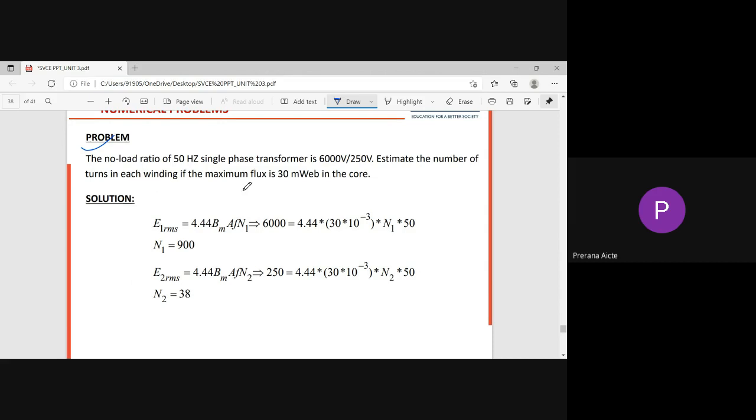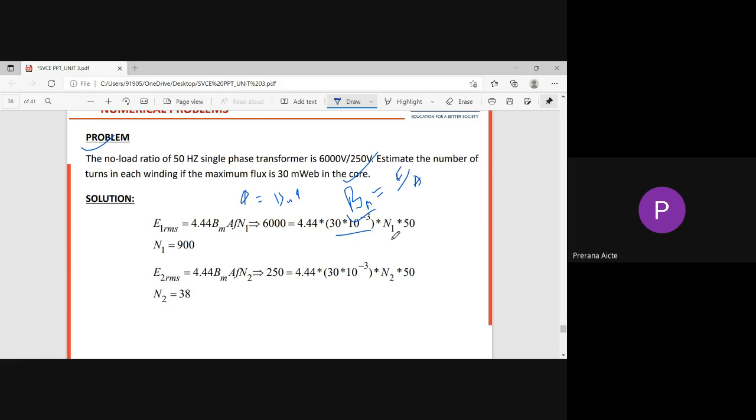So already we know that phi is equal to B max into A. So what is B max? B max is equal to phi by A. Flux per unit area is nothing but flux density.